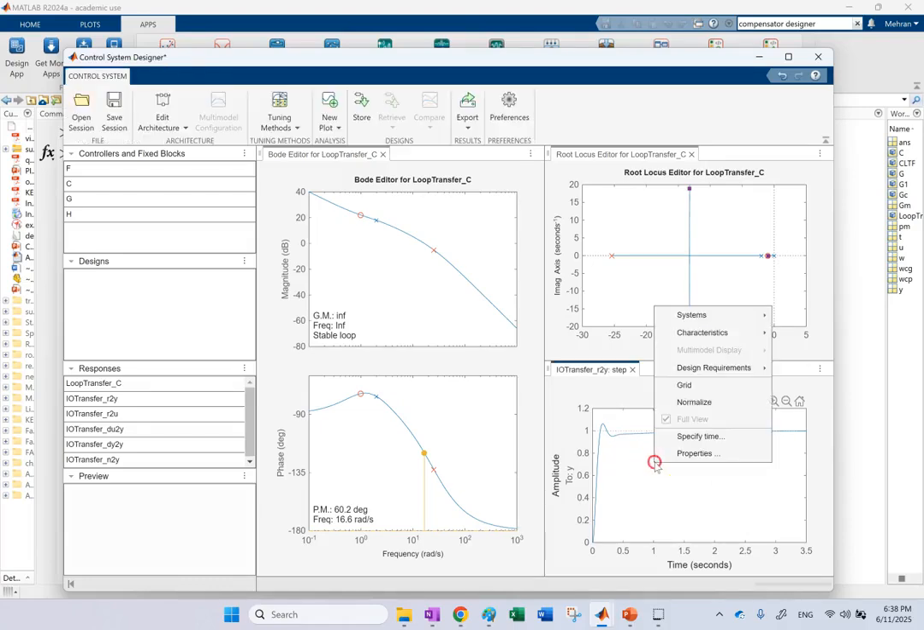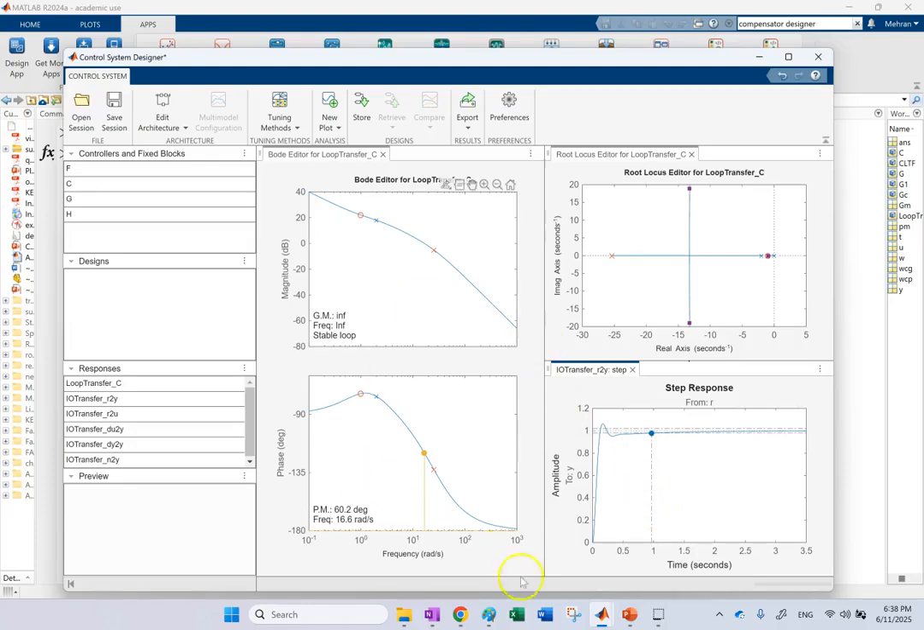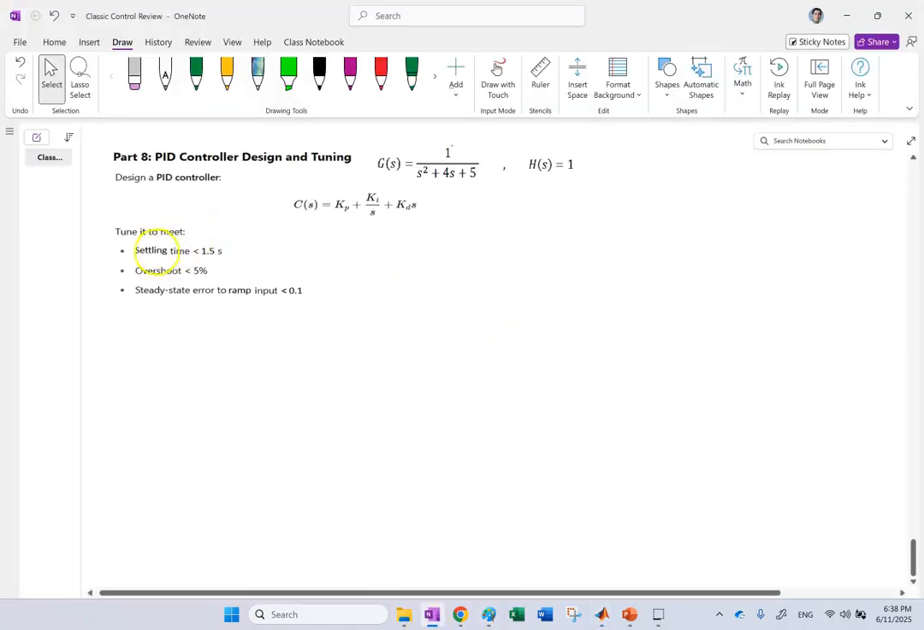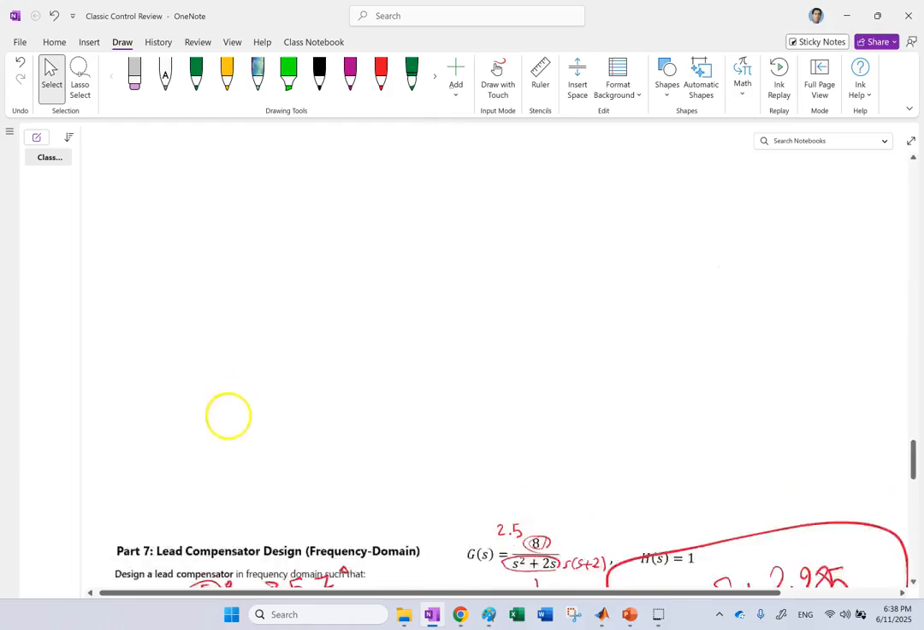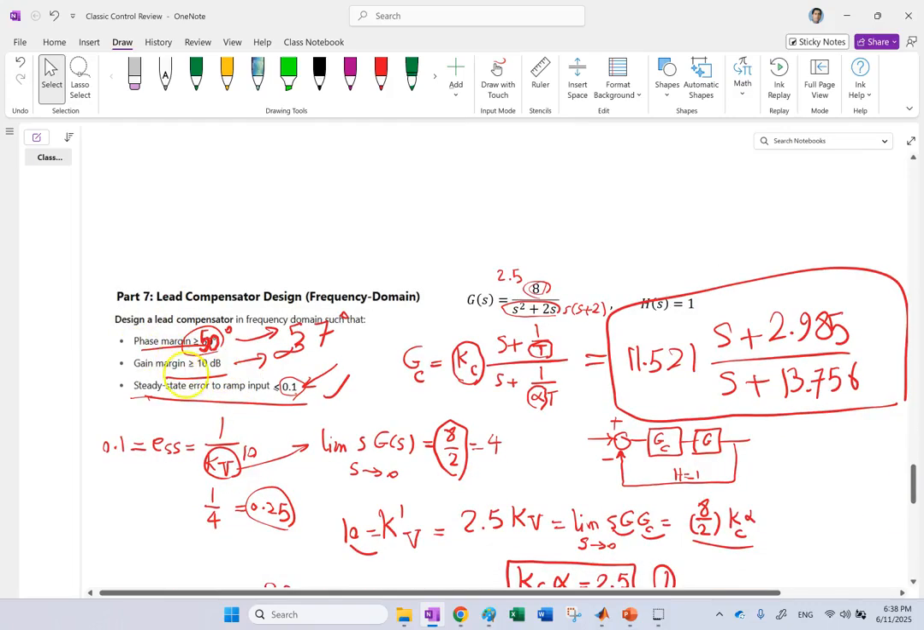So here you can right click and go to design requirements, right? And you can add that, or you can go to characteristic and say, hey, show me, for instance, the settling time. I want to see how much my settling time is. Okay, it's less than 1 second, and maybe that's good. In this case, remember, all I was focusing on was the gain margin and phase margin, which is relative stability, and a steady state error for ramp.